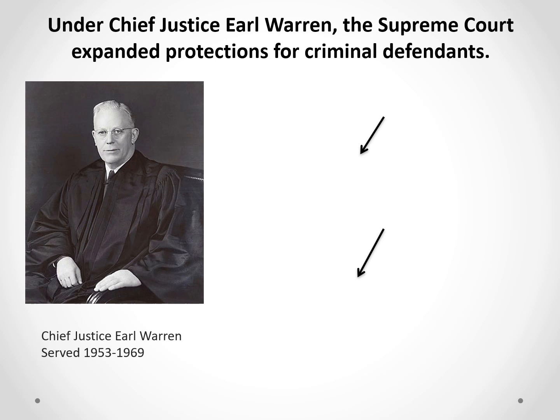So this is kind of an interesting spectrum here, and judges can fall, you don't have to be an extreme activist or an extreme proponent of judicial restraint. You can fall somewhere in the middle. Chief Justice Earl Warren, he was an activist. He believed in reinterpreting the Constitution for modern times.